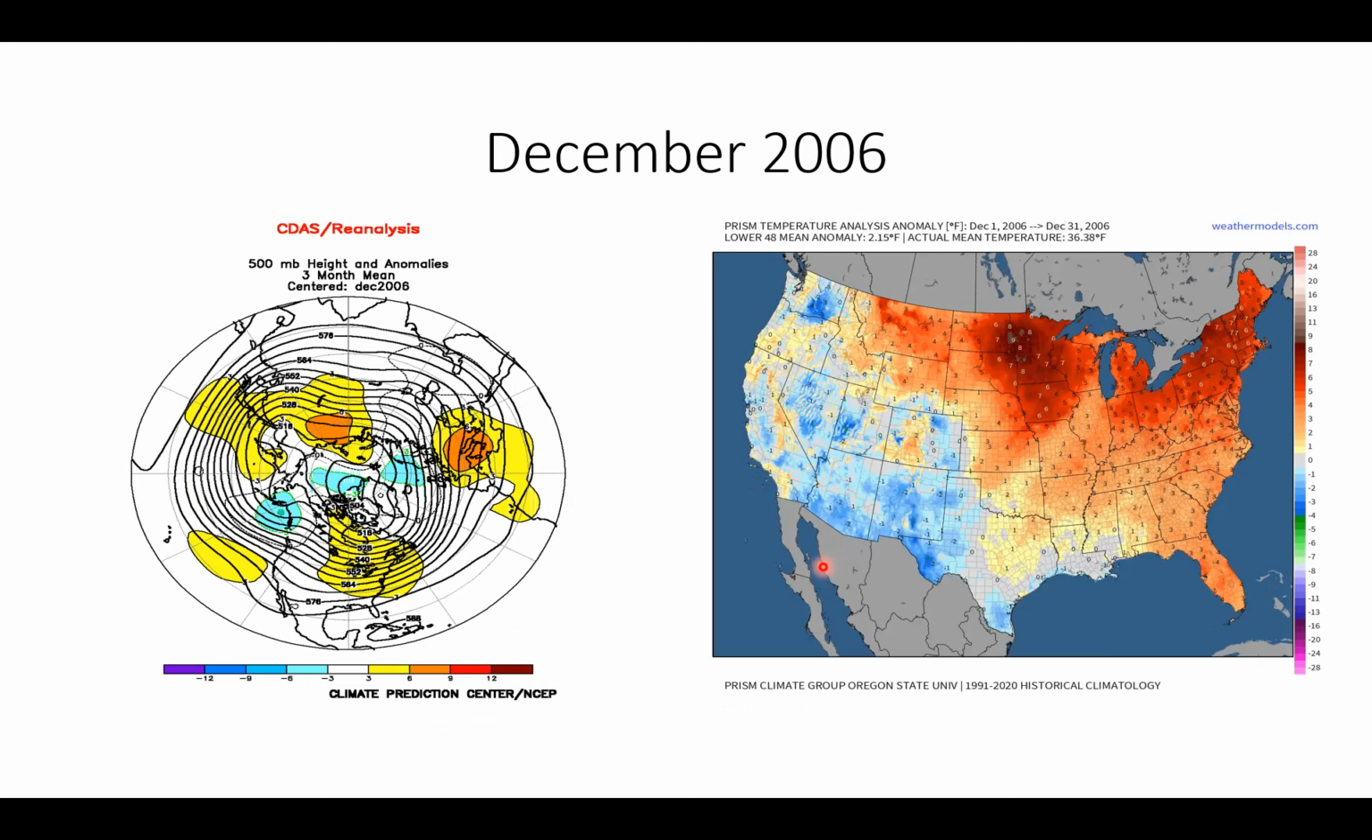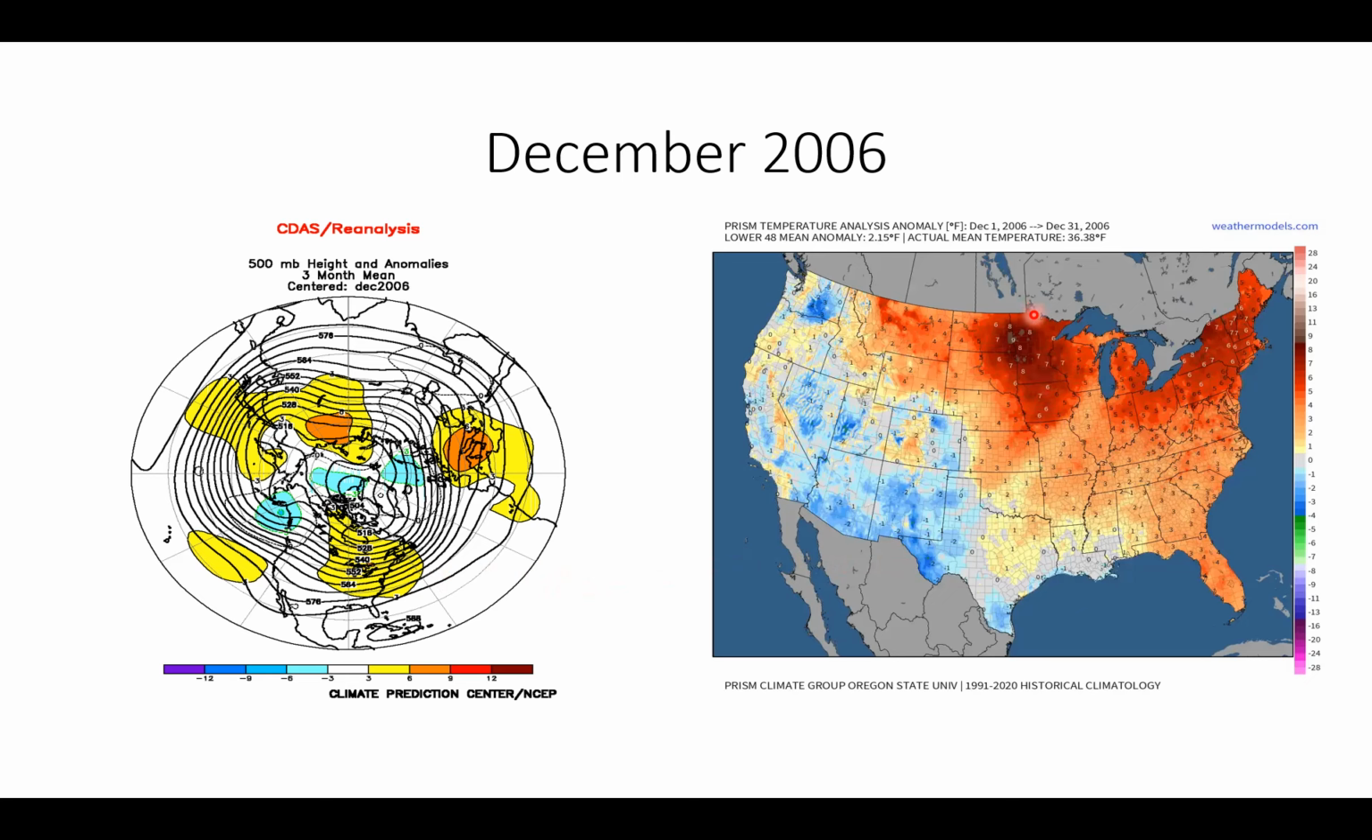December 2006, 500 millibar height anomalies on the left, the yellow coloring indicating where that upper level ridge was in place, higher than normal heights from the western North Atlantic through the Virginia area, extending up to New England, all the way up into southeastern Canada, even all the way up to southern portions of Hudson Bay. And the Midwest is also included in this, the upper Midwest, Minnesota included in this ridging.